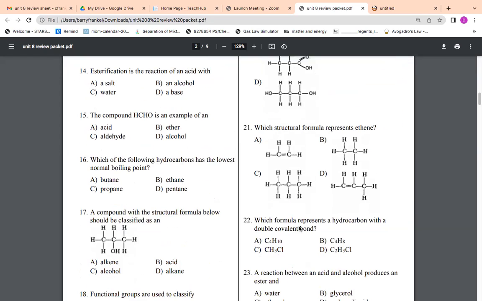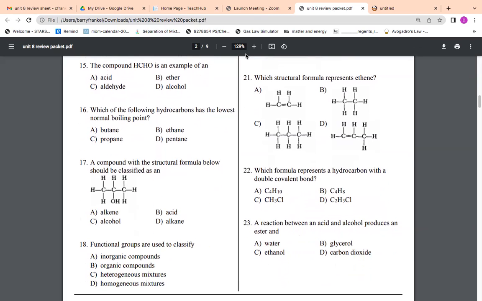Number 21, which structural formula represents ethene? So I see that my prefix is eth. That means that we've got 2 carbons. So automatically I can get rid of C and D because those have 3. Now I also see that it has an ending, ene. This means I have an alkene. So I should be looking for a double bond right here. I see 2 carbons double bonded to each other. So this is ethene. B would be ethane because the bonds between the carbons are single bonds.